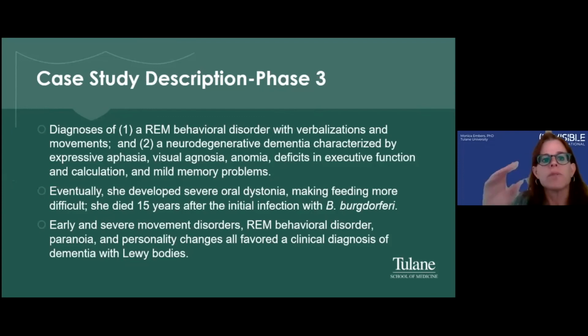So she was diagnosed with a REM behavioral disorder with verbalizations and movements, and a neurodegenerative dementia characterized by expressive aphasia, visual agnosia, anomia, deficits in executive function and calculation, and mild memory problems. Eventually, she developed severe oral dystonia, making feeding more difficult. She died 15 years after the initial infection with Borrelia burgdorferi. Early and more severe movement disorders, REM behavioral disorder, paranoia, and personality changes all favored a clinical diagnosis of dementia with Lewy bodies.